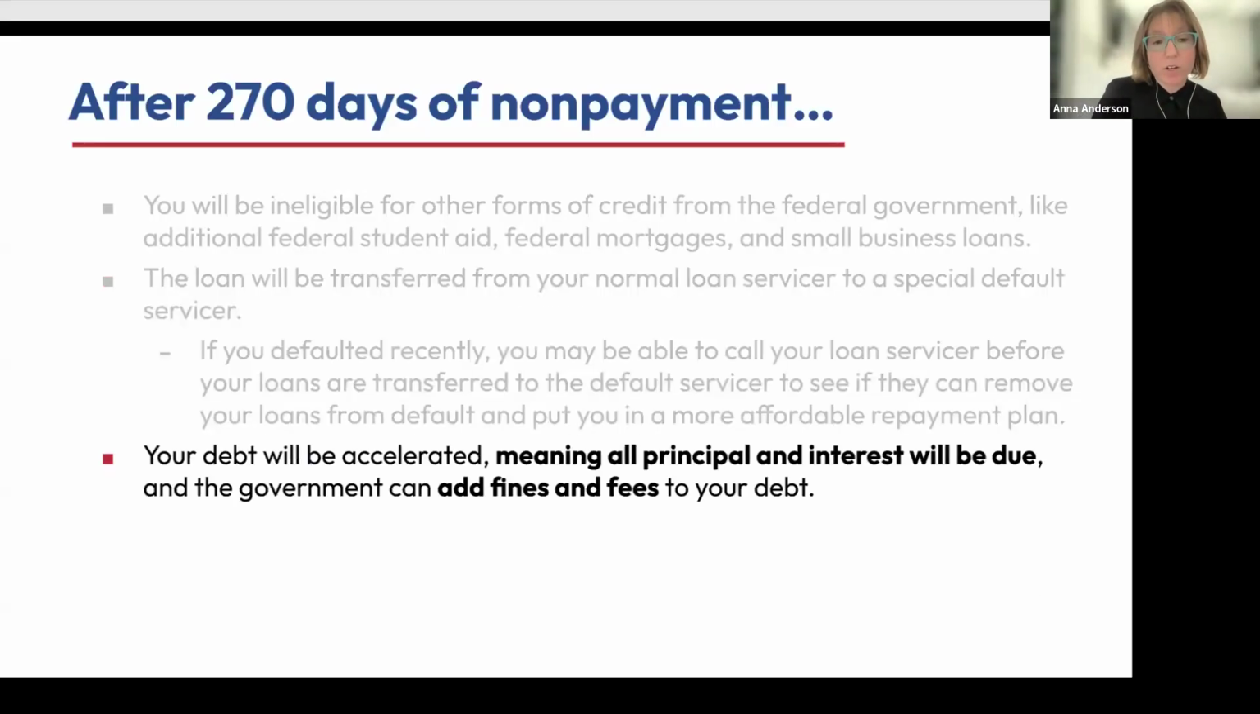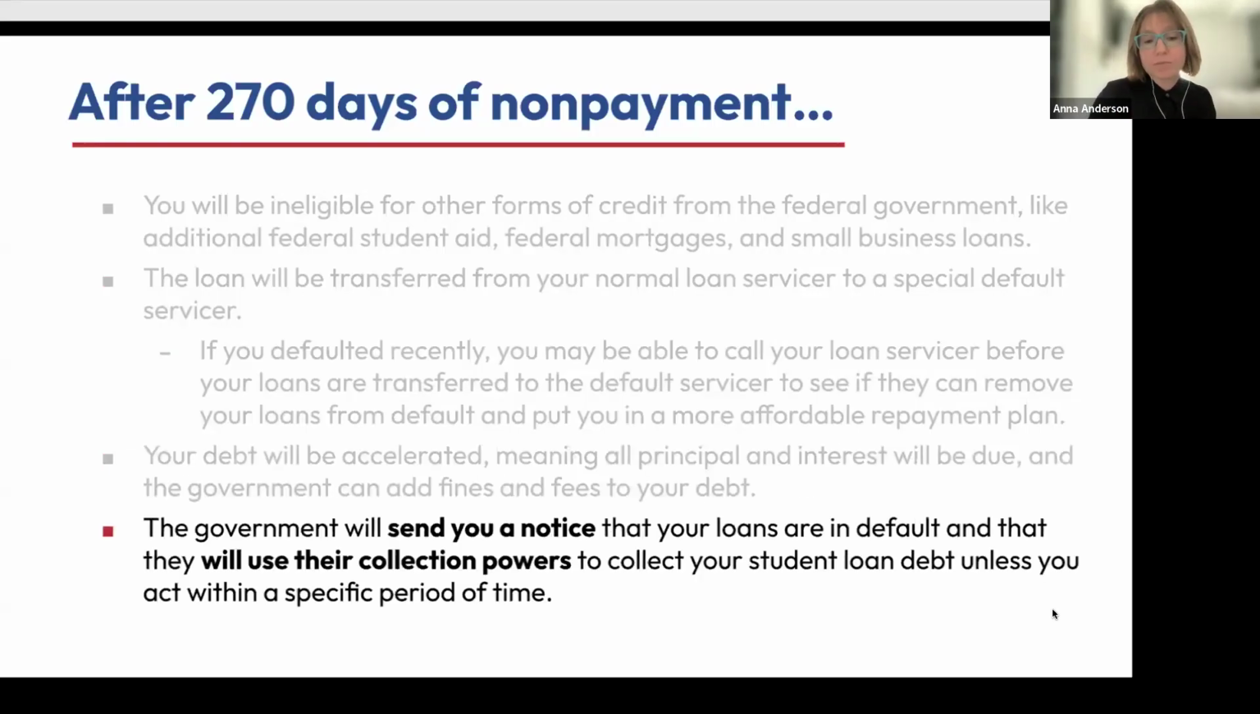Once you default on your loan, in addition to being transferred to a new servicer, your debt is accelerated. Now, that means that all of the principal and interest are due, and the government can also add fines and fees to your debt as well. And these fees can be really expensive and make it really difficult for you to pay it all back, either in a lump sum or in some other type of repayment plan.